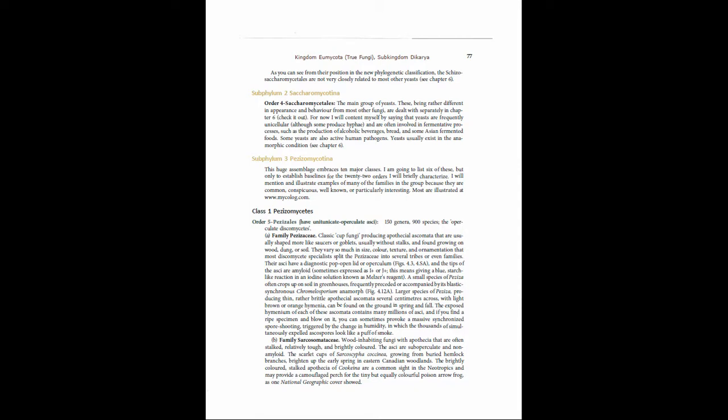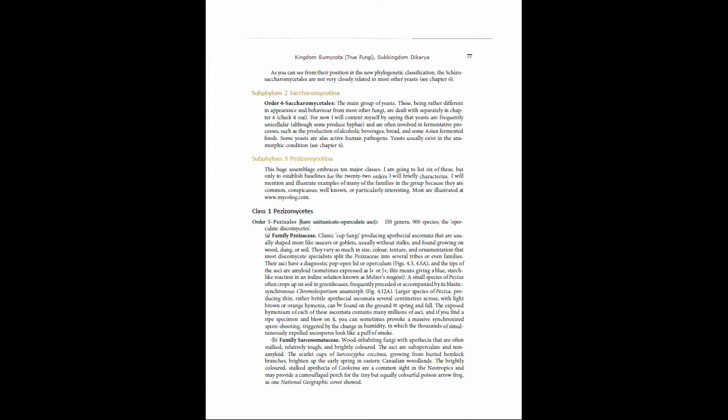A small species of Peziza often crops up on soil in greenhouses, frequently preceded or accompanied by its blastic synchronous Chromelosporium anamorph, Fig 4.12a. Larger species of Peziza, producing thin, rather brittle apothecial ascomata several centimeters across, with light brown or orange hymenia, can be found on the ground in spring and fall. The exposed hymenium of each of these ascomata contains many millions of asci, and if you find a ripe specimen and blow on it, you can sometimes provoke a massive synchronized spore shooting, triggered by the change in humidity, in which the thousands of simultaneously expelled ascospores look like a puff of smoke.